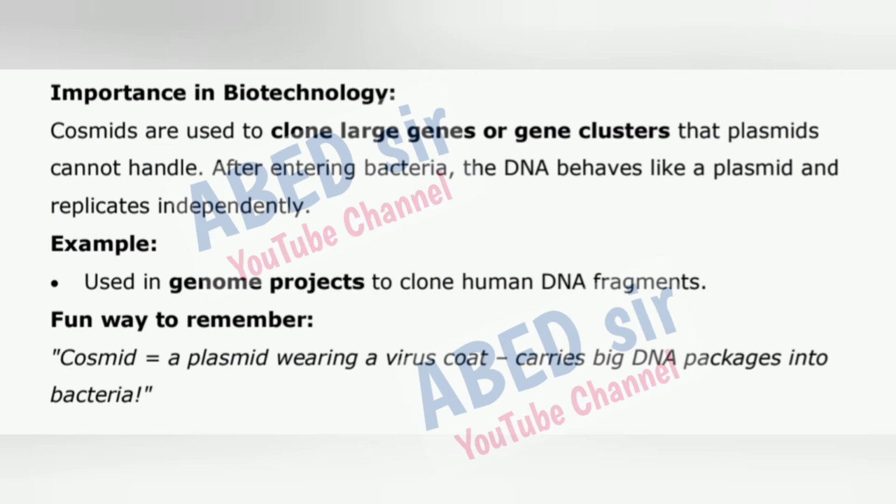Importance in biotechnology. Cosmids are used to clone large genes or gene clusters that plasmids cannot handle. After entering bacteria, the DNA behaves like a plasmid and replicates independently. Example: used in genome projects to clone human DNA fragments. Fun way to remember: cosmid equals a plasmid wearing a virus coat, carries big DNA packages into bacteria.